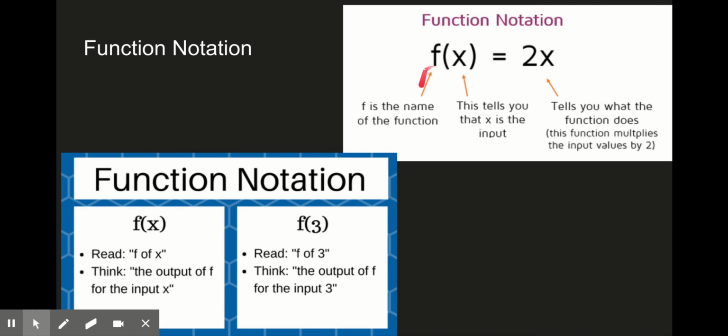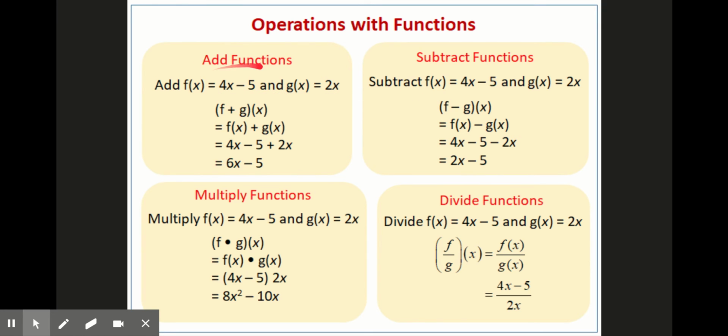So f, in this case, is just the name of the function, but it could be g. You could do anything. I suppose you could do x of x, but we have 26 letters in the alphabet, so I'd ask that you probably don't do that, right? If we can pick other choices, we should. This is going to be whatever the input is. This I like to call the rule. It tells you what the function does. Okay, so this function's always doubling things. All right, and we've learned about function operations.